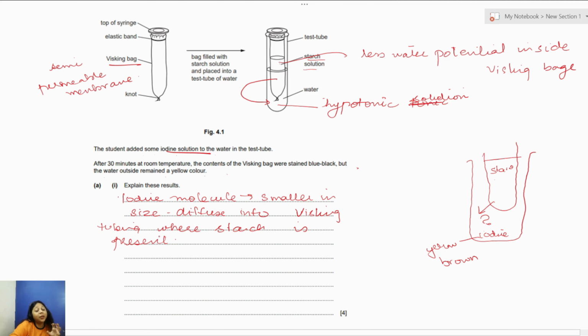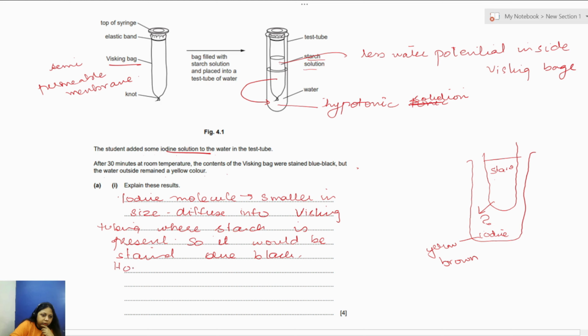We have added iodine in water. It diffuses into the whisking tubing due to its smaller size. Okay, so it would be stained or turn blue black.